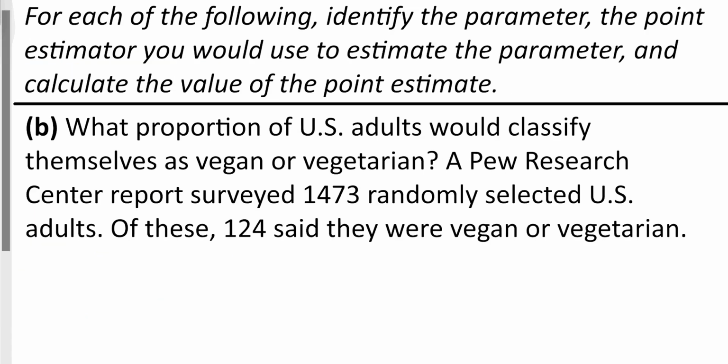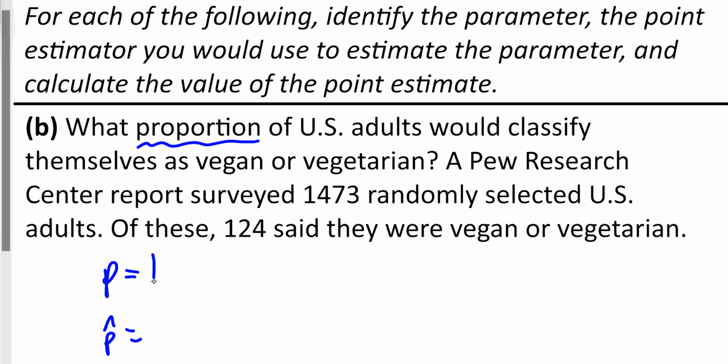Second example, same question. Find those things. What proportion of U.S. adults would classify themselves as vegan or vegetarian? A Pew Research Center report surveyed 1473 randomly selected U.S. adults. Of these, 124 said they were vegan or vegetarian. So it starts off by saying what proportion. We should know this is a proportion problem. We're looking at P, and we're looking at P hat.